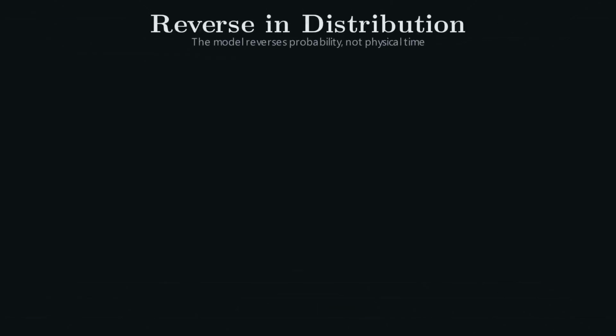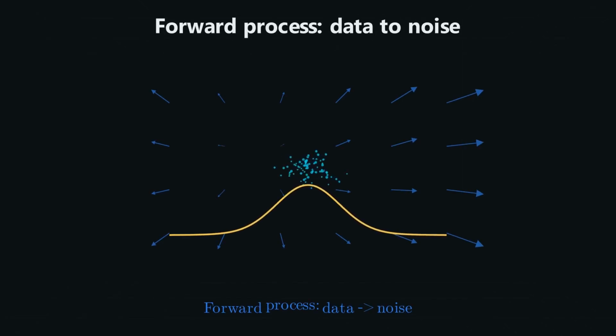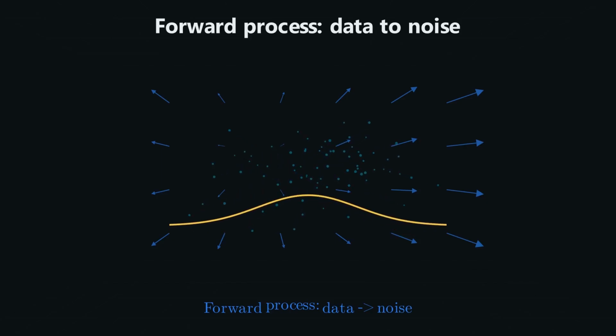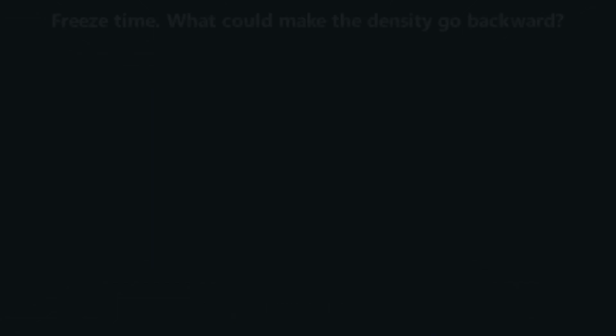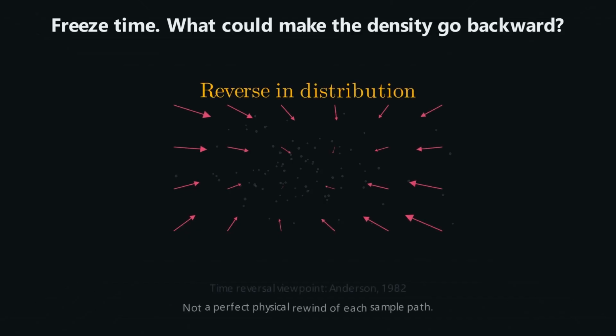In the forward direction, probability spreads outward. Data becomes noise. The vector field points away from structure. The cloud becomes wider, softer, and less informative. Now freeze time. The arrows stop. The noisy cloud is suspended. And the score field appears.